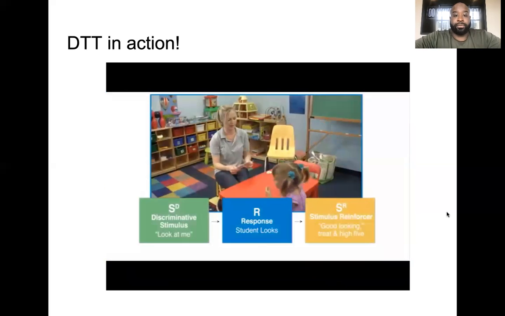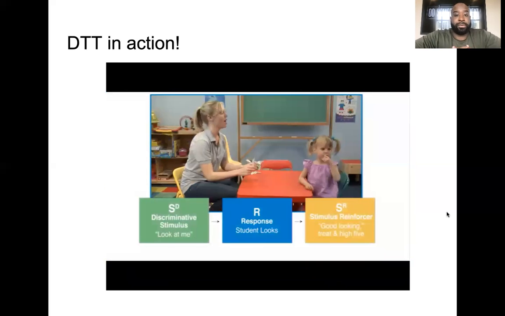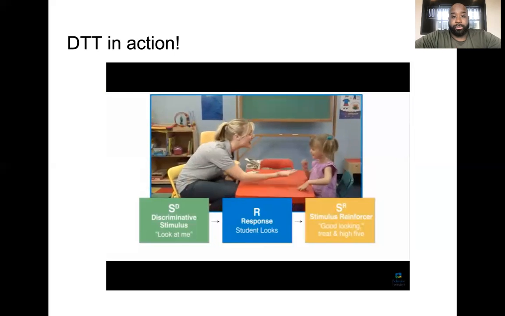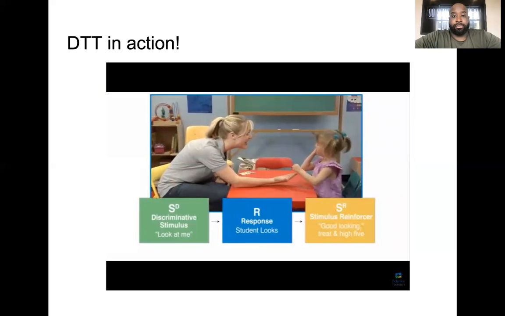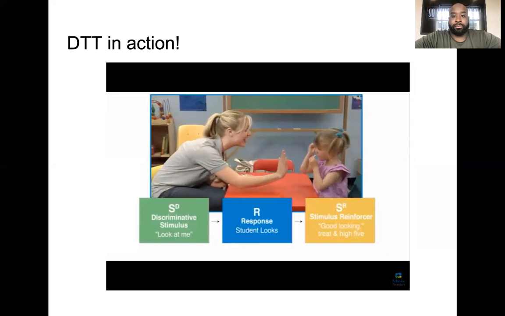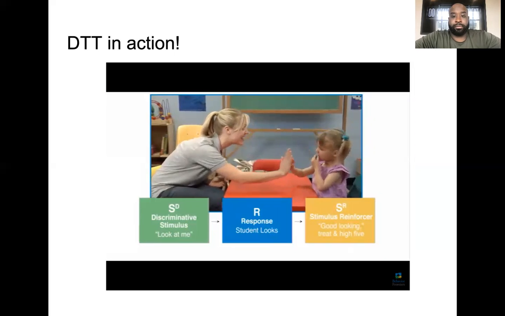As you saw, the SD was the instructor saying, "Look at me." The response was the student looking at the instructor. And the stimulus reinforcers were the instructor saying, "Good looking," giving a food treat and high-fiving the student.